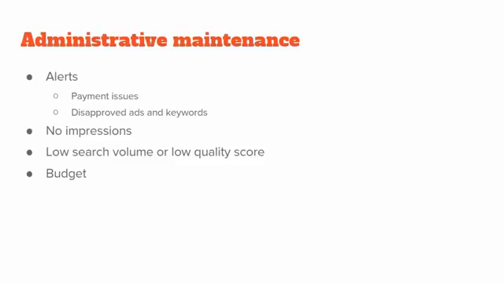The first campaign maintenance task is administrative maintenance. This includes checking your account alerts in Bing Ads. Those alerts may include payment issues and disapproved ads and keywords. Let's look at Bing Ads and see what alerts look like.